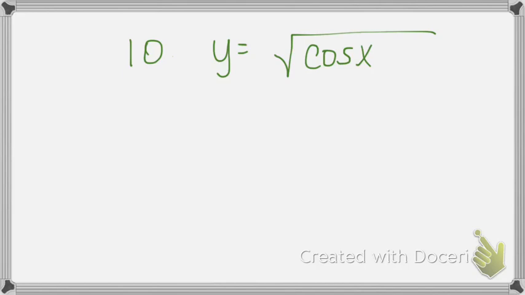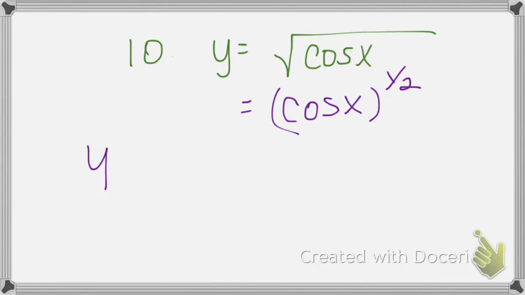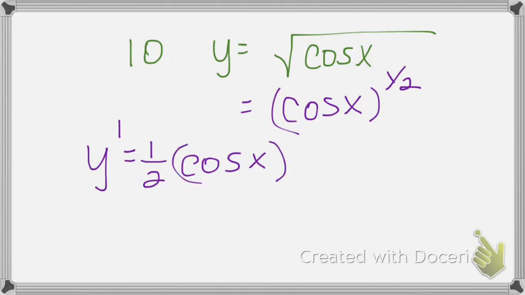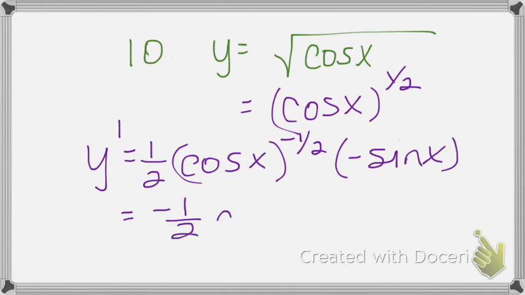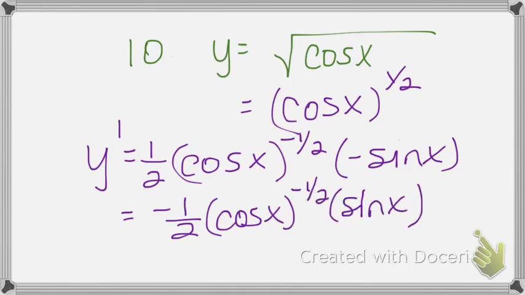Okay, on number 10, this one is the opposite of what we just saw. The cosine is being raised to the 1/2 power, so it's written that way. So for the derivative, I use the power rule, and I get 1/2 cosine of x raised to the -1/2, and then the derivative of the inside, which would be negative sine of x. So when I multiply there, I get -1/2 cosine of x to the -1/2 times sine of x, and then that's it.